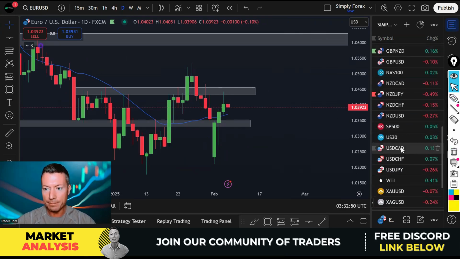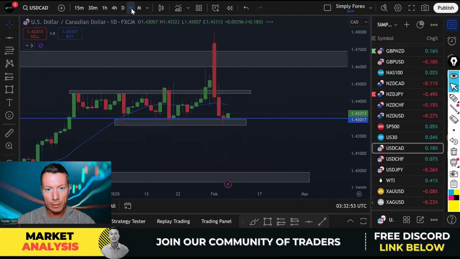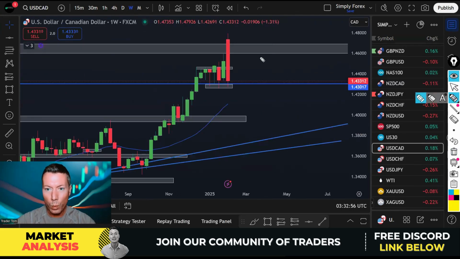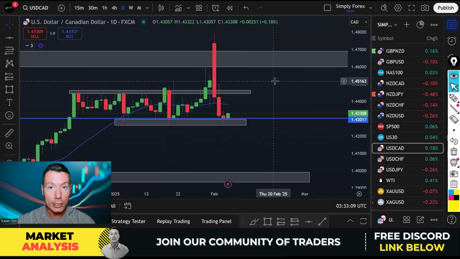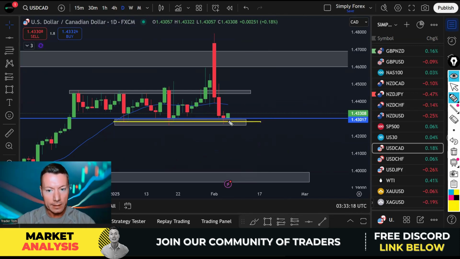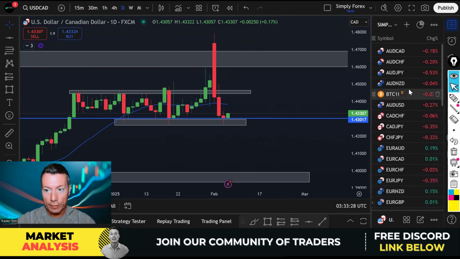Let's take a look at another one, US dollar, Canadian dollar. Again, we've got this massive weekly sell-off, and that is massive because we've got a key weekly resistance level. But it doesn't always manifest into a trade, because if we look at the day chart, I need the day chart and the weekly chart to make sense together for me to take a trade. And I do not want to sell into this key support level.